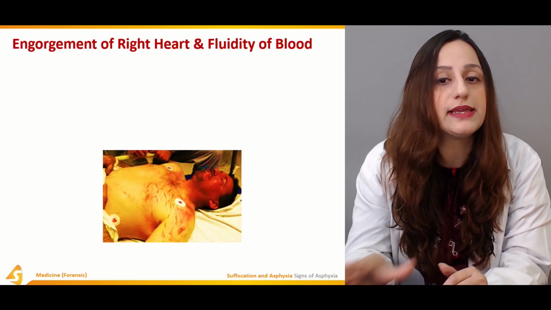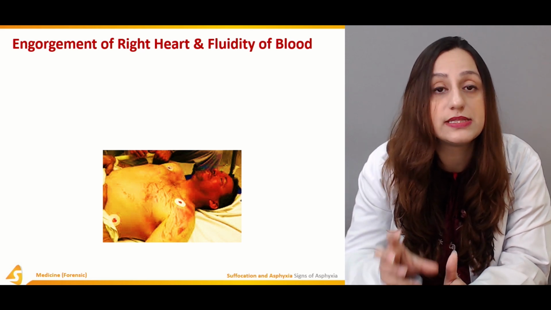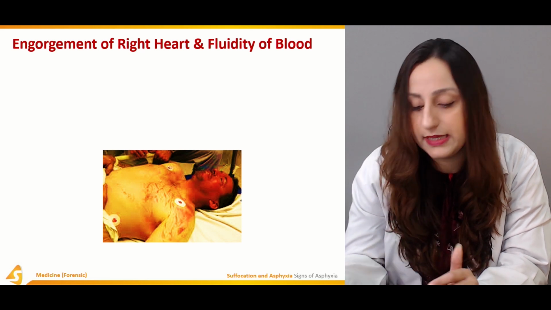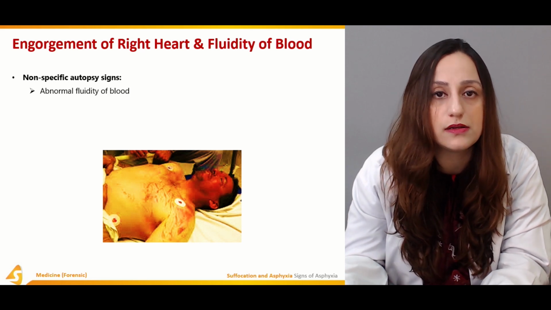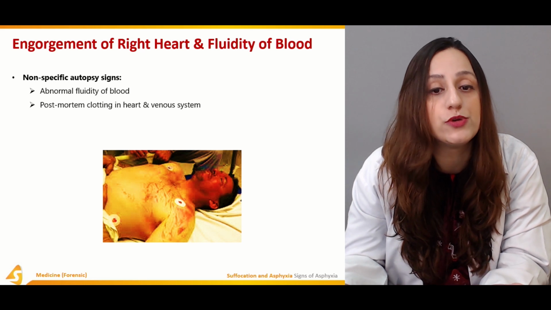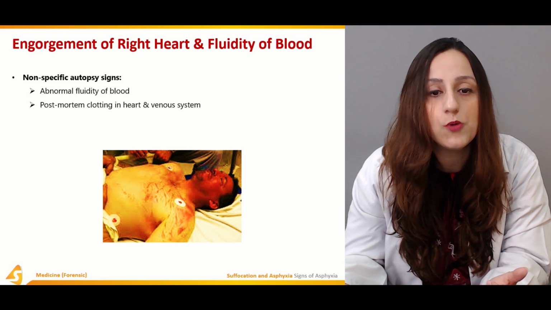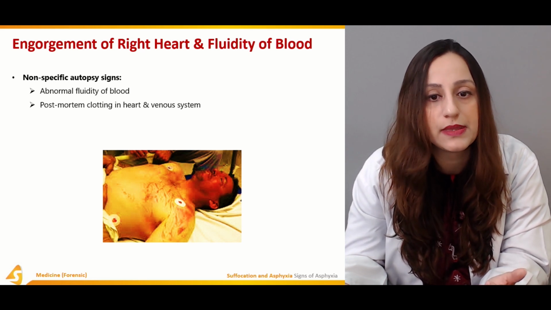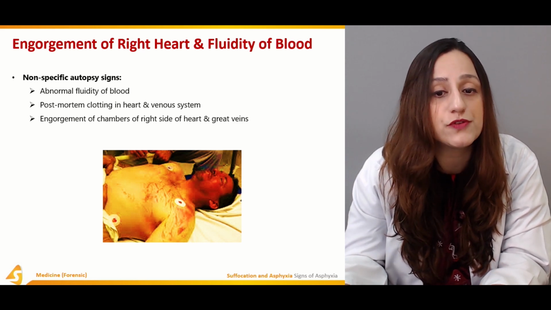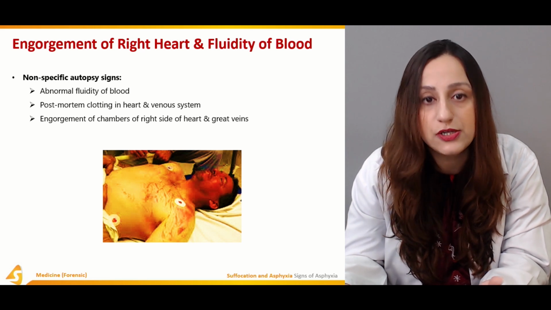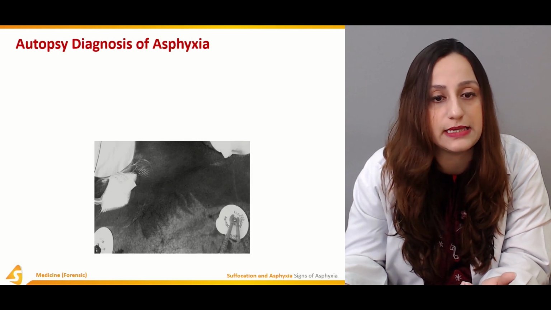Now, the engorgement of the right heart and the fluidity of blood is another marker, which is a highlight for diagnosing asphyxial deaths. It is a non-specific autopsy sign. Again, it can be found in other modes of death, and the abnormal fluidity of the blood can be seen in any other forms of death apart from asphyxia. Post-mortem clotting in the heart and venous system is again going to cause an engorgement of the right heart and the fluidity of the blood, and the engorgement of the chambers of the right side of the heart and the great veins is seen in a lot of other modes of death apart from asphyxia.